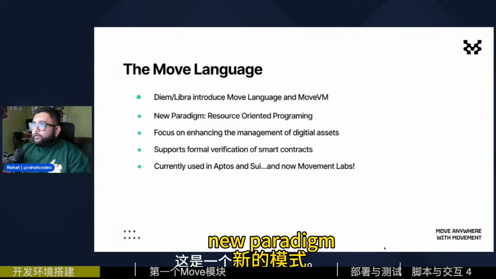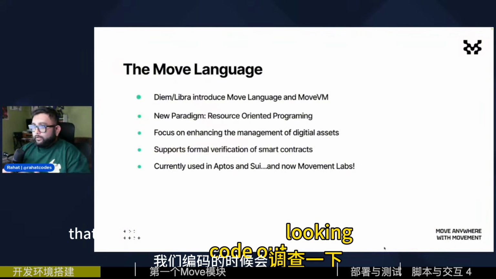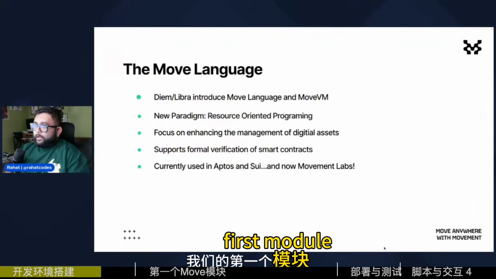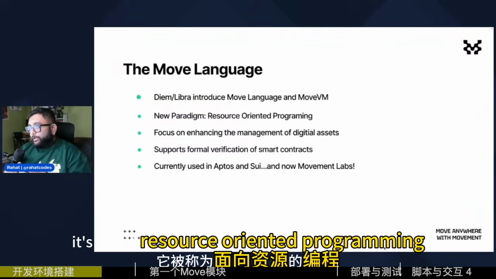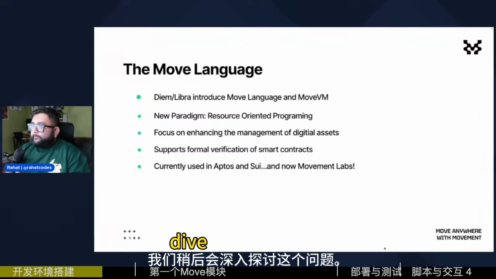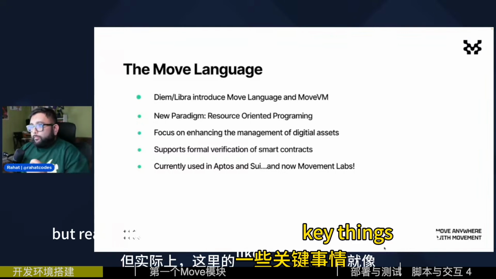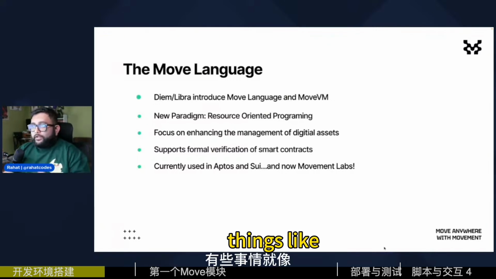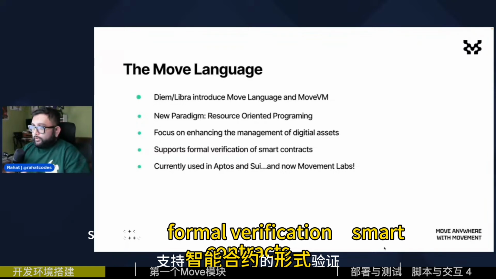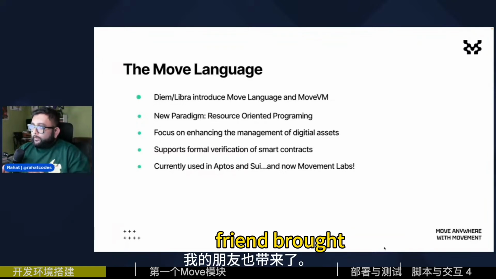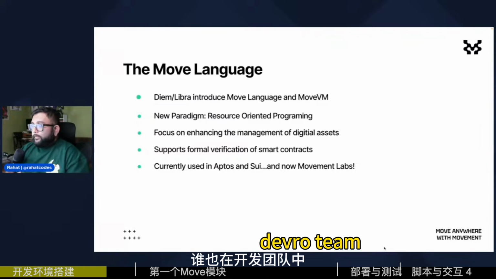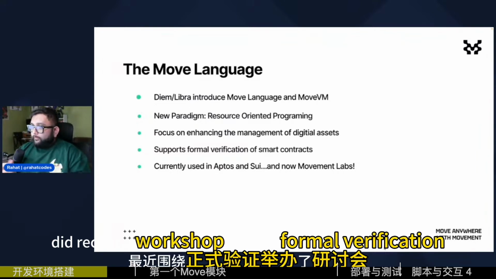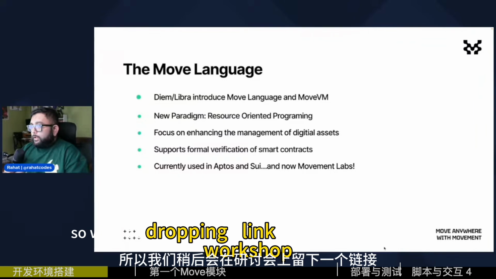So there's a new paradigm here that we're going to be looking into as we code out our very first module, and it's called resource-oriented programming, and we'll dive a bit more into that in a bit. But some of the key things here are a focus on enhancing the management of digital assets, and support for formal verification of smart contracts as well. My friend Pratham, who's also on the DevRel team, recently did a workshop around formal verification, so we'll be dropping a link to that later on in the workshop.